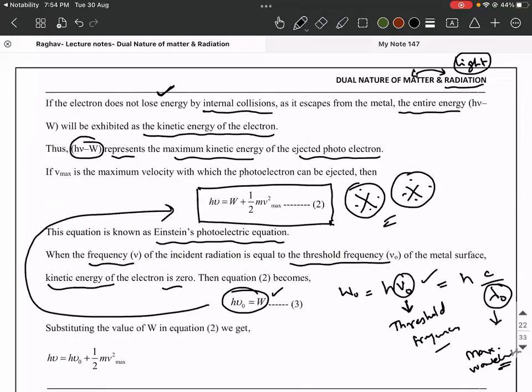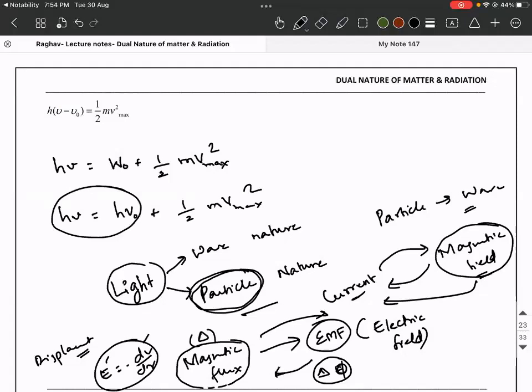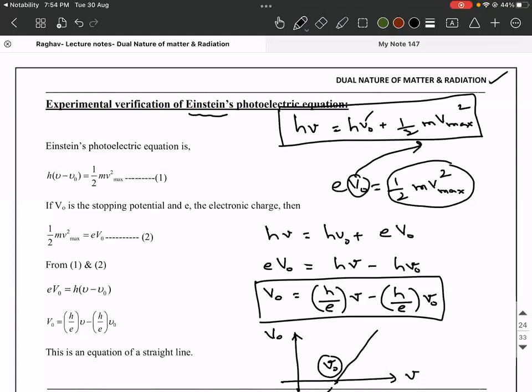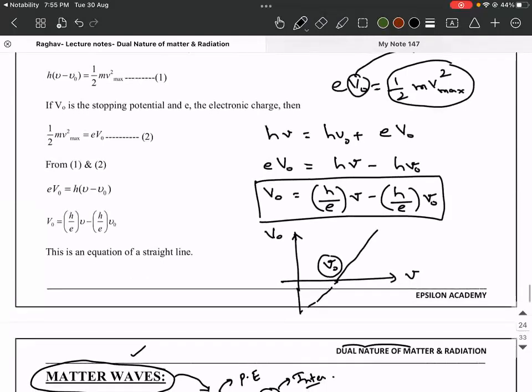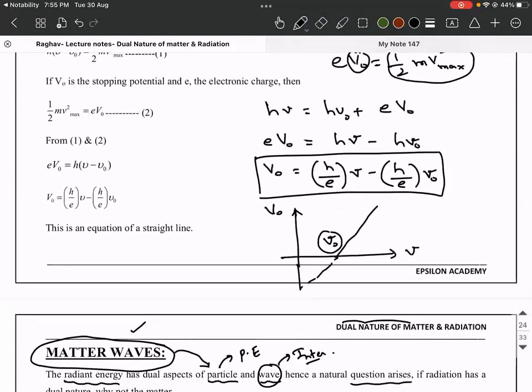Then, experimental verification of Einstein's photoelectric equation. This also I showed. We drew the graph, no? The graph is based on this equation. We have already given it. Same thing. So this also I have explained. With this, 80% of the chapter is over.